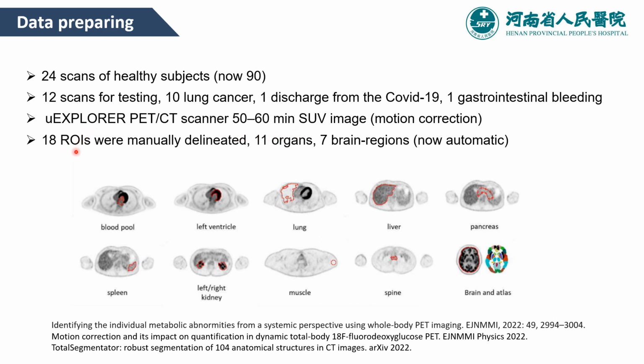For segmentation, a total number of 18 ROIs were manually delineated in the original paper, including 11 key organs and 7 brain regions. Now, this segmentation process was implemented fully automatically.